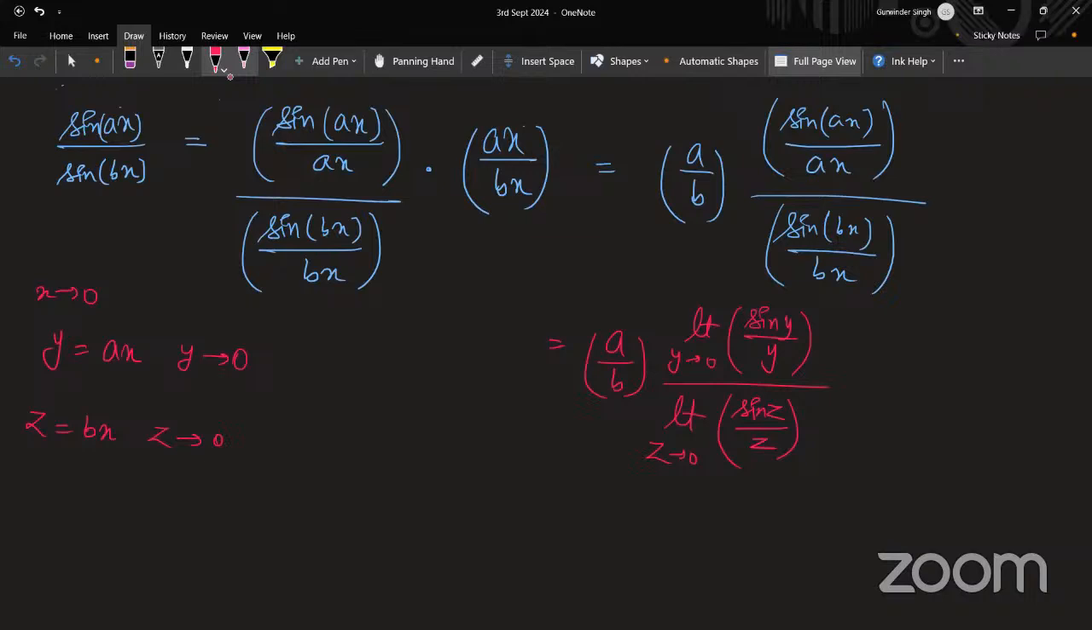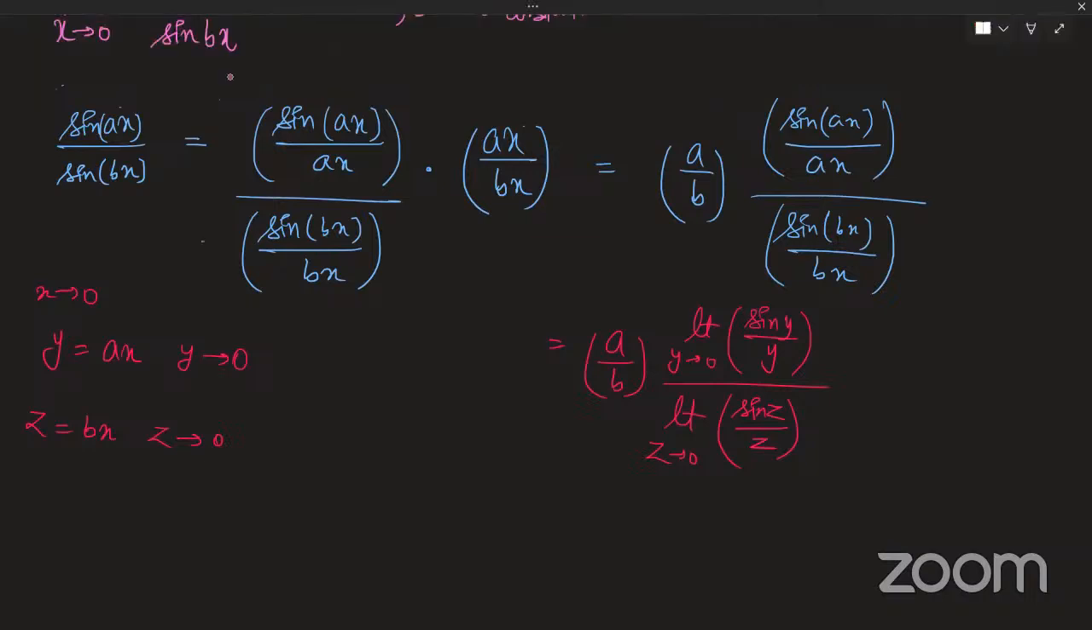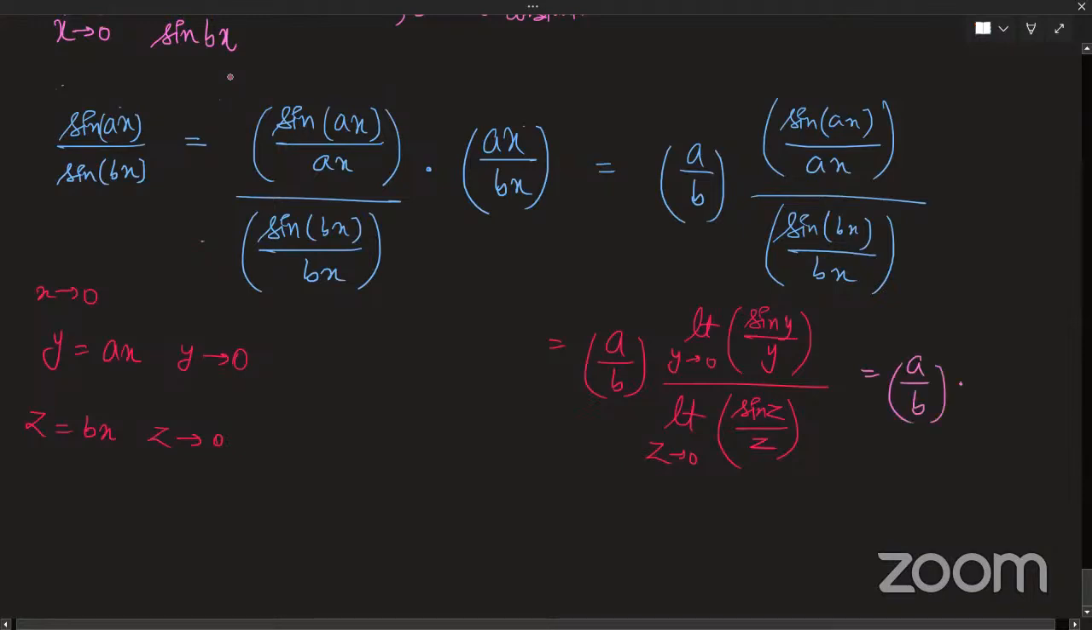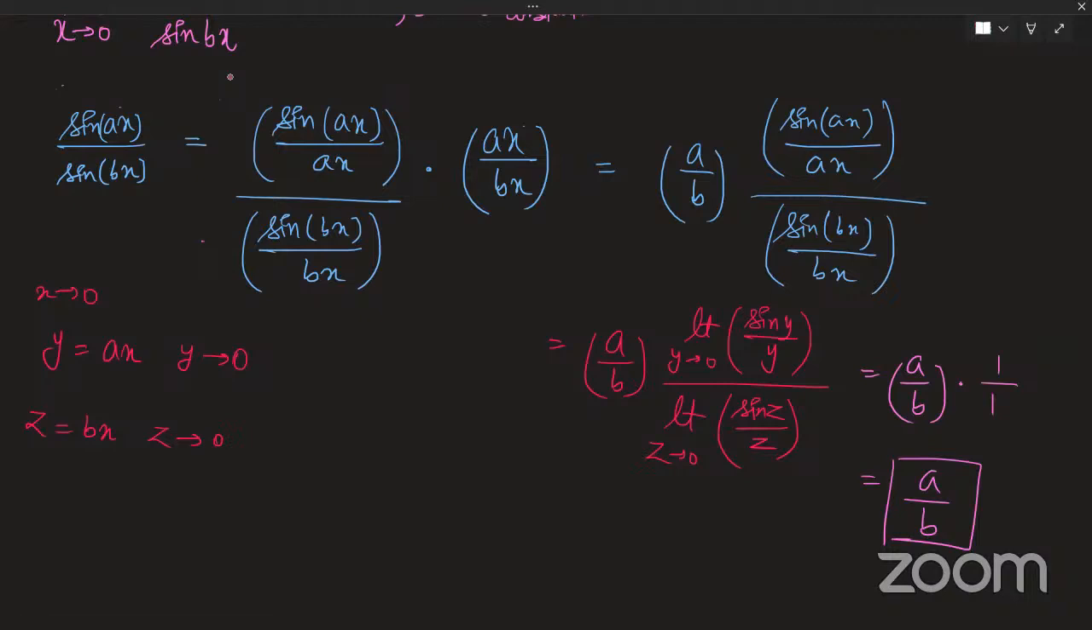It is a by b, sir. What will be the denominator? Yes, so 1 by 1. This thing is equal to a by b. That is my formula. Got it, everyone? Yes, sir.